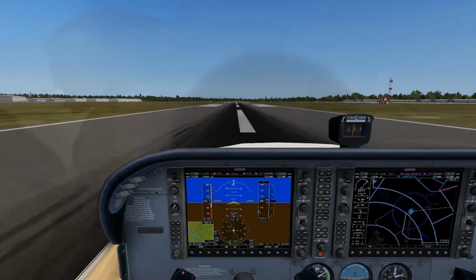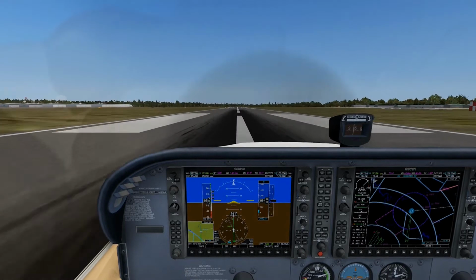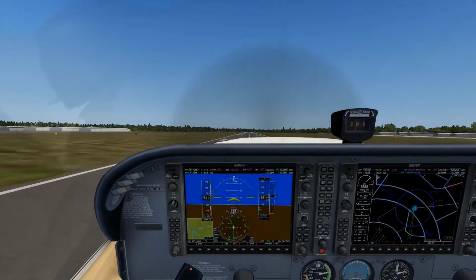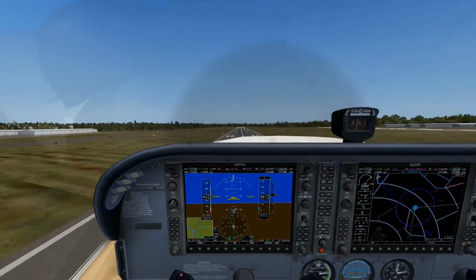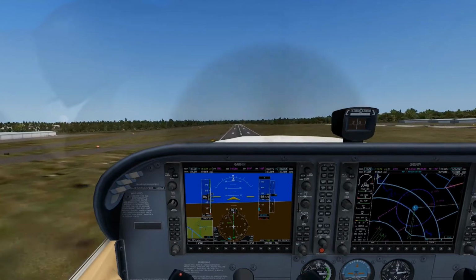Accelerating down the runway to 55 knots. We'll rotate and accelerate up to 75 knots, our climb speed here, a little bit above VY.